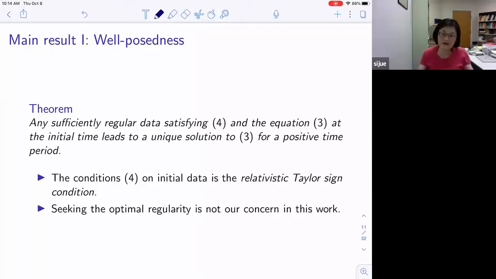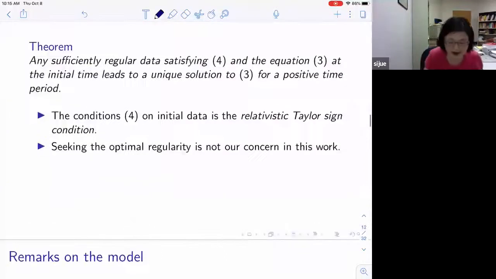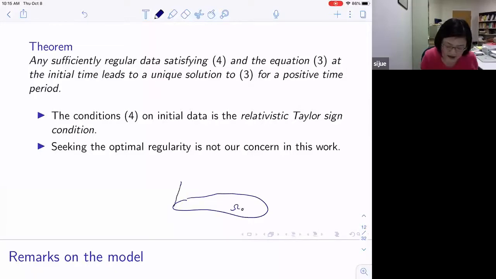Suppose you start with initial data that is sufficiently smooth, say the Sobolev norm is finite, and of course assume that the data satisfy the equation at initial time. Then this will lead to a unique solution for a positive time period. In other words, starting with the initial fluid occupying this domain omega 0, you can continue for a while with this free boundary problem. This time is quite short, for some positive time T.